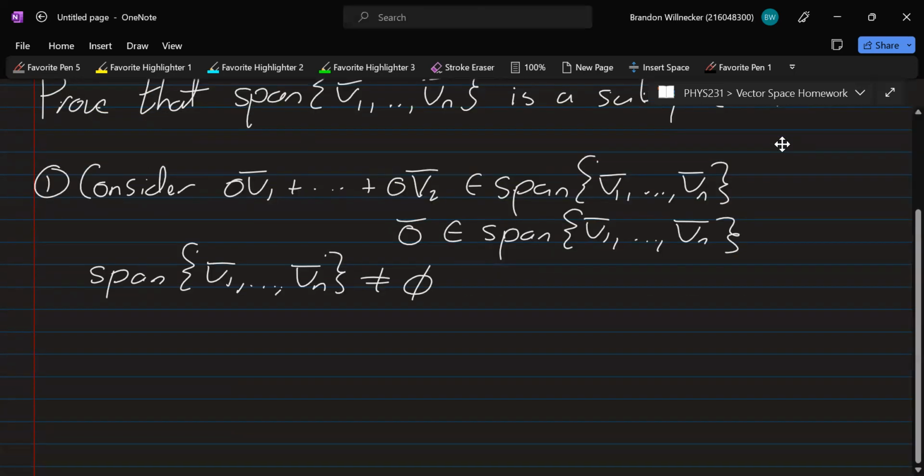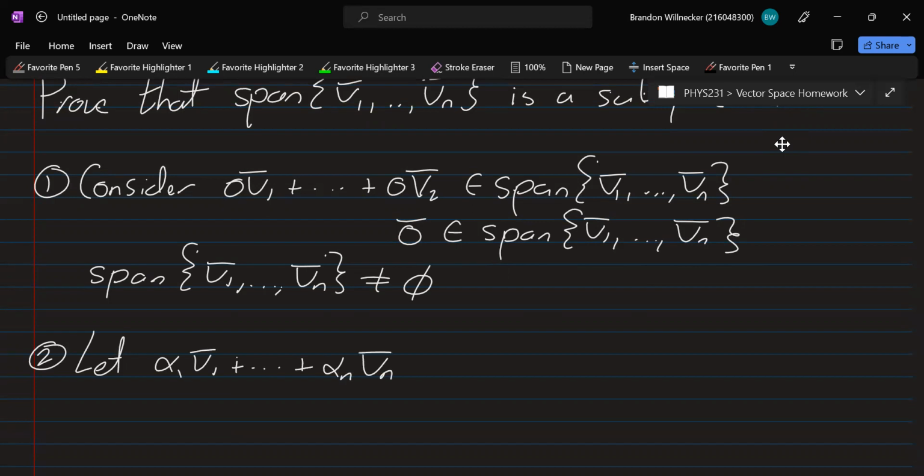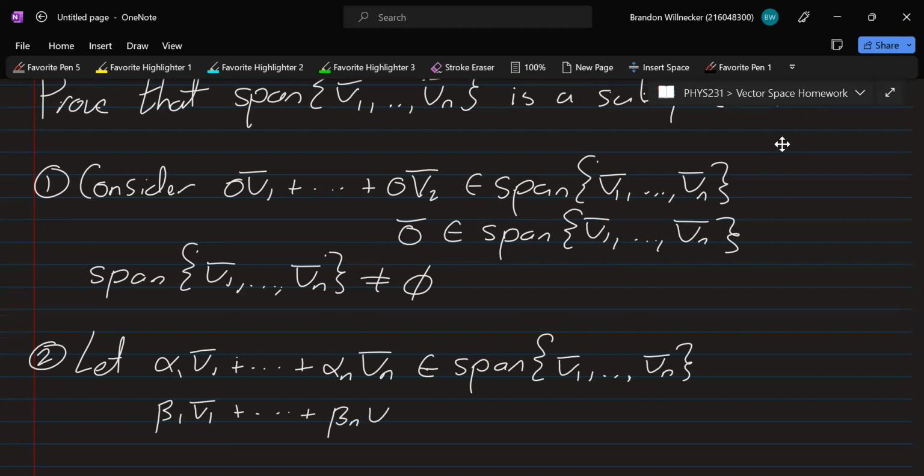Okay, next we need to show that if I have one linear combination and another linear combination, if I add them together, I should get a third linear combination from the span. So number 2, let alpha 1 v1 plus ... plus alpha n vn be an element of the span. Okay, so that's the first vector I'm choosing. And then I choose another one. So let's say beta 1 v1 plus ... plus beta n vn. Okay, that's going to be an element of the span.